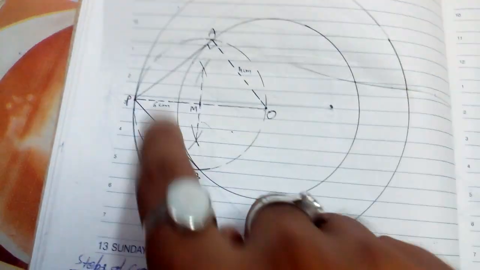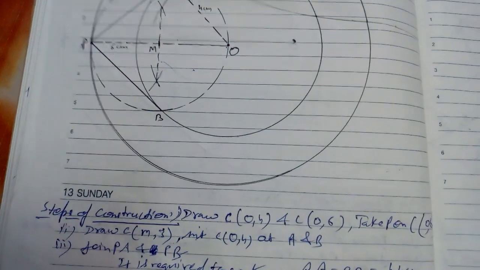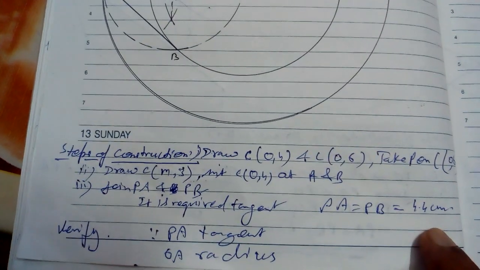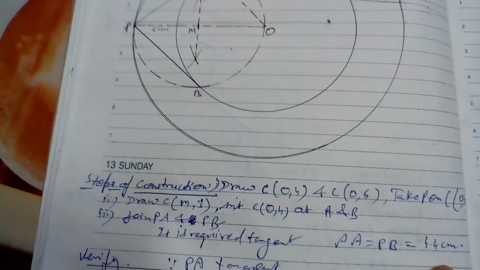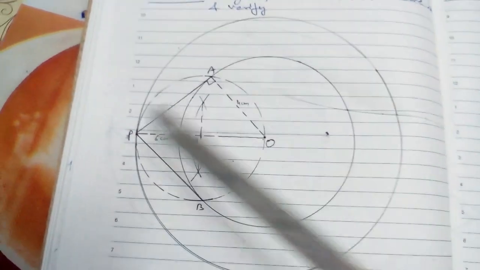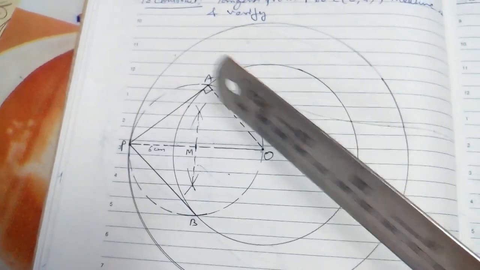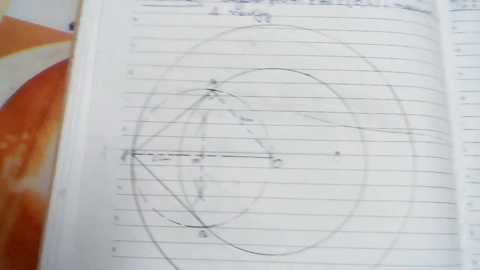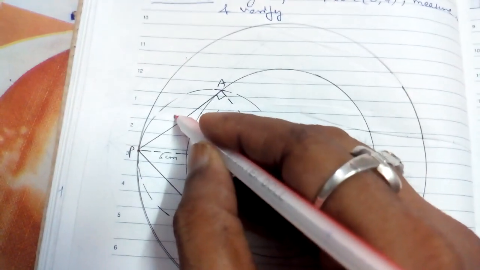Join PA and PB. It is your required tangent. PA is equal to 4.4 centimeters. PA is the tangent and OA is the radius. Now join OA. OA is the radius of the circle, PA is the tangent. In the chapter of circles you have learned that the radius is perpendicular to the tangent. So calculate in this. It is given 4 centimeters and 6 centimeters.